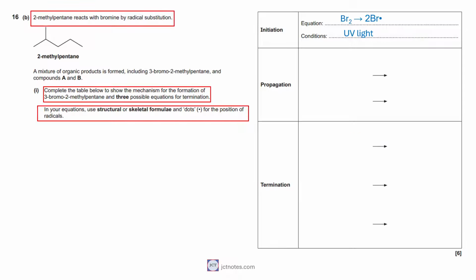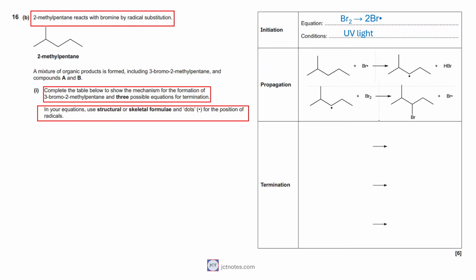In the propagation, we need to ensure that we use radicals in the reactants and we have radicals in the products. So, we can have the 2-methylpentane reacting with a bromine radical to produce 2-methylpentan-3-yl and hydrobromic acid. Another reaction is the reaction of the 2-methylpentan-3-yl with bromine to produce 3-bromo-2-methylpentane and a bromine radical.